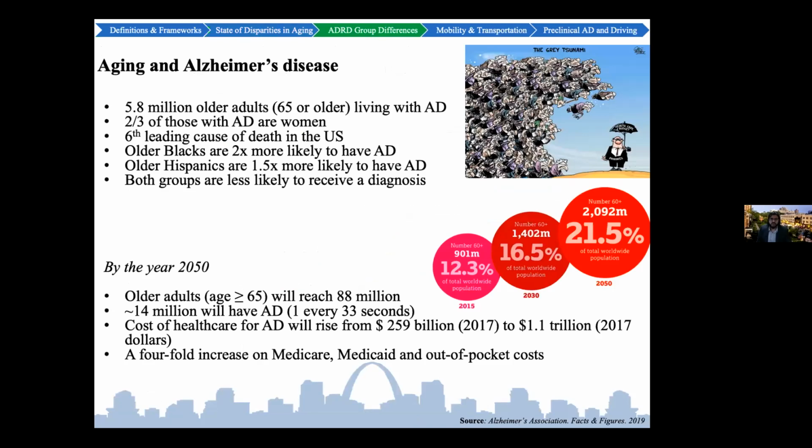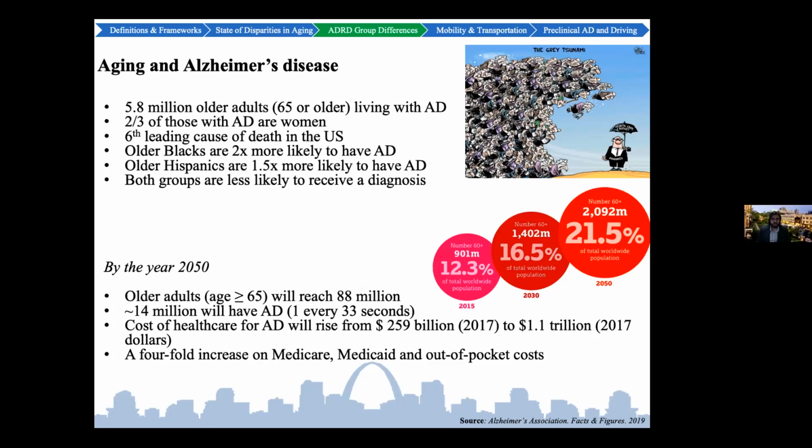So with that said, I'll dive into the state of aging in Alzheimer's disease. I'm sure you're all quite familiar with these facts and figures. We know right now there's about 5.8 million older adults, defined as age 65 and older, living in the United States with AD. Two-thirds of those are women, and it is the 6th leading cause of death in the United States. We know that older Black adults are twice as likely to have Alzheimer's disease, while older Hispanic adults are about 1.5 times more likely to have AD. But both groups are less likely to receive a diagnosis of Alzheimer's disease.